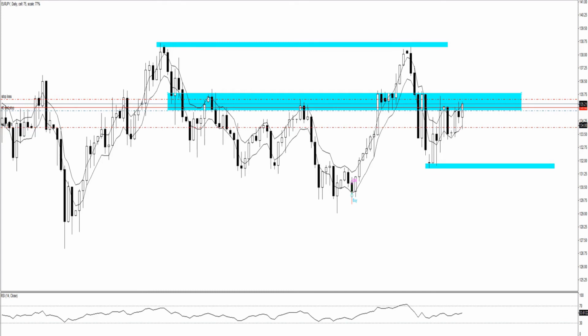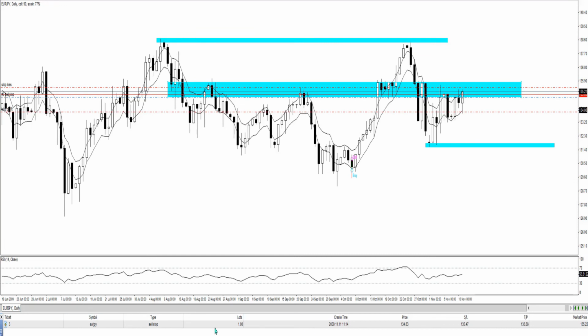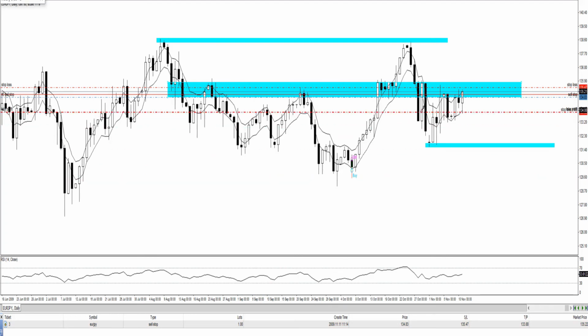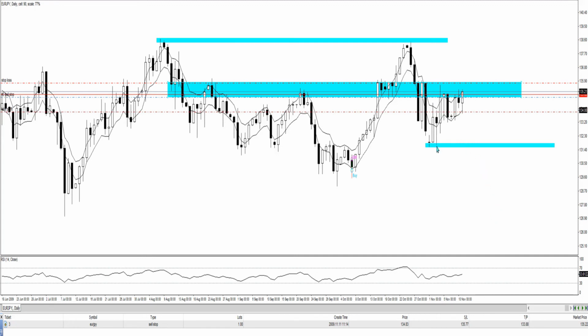So let me do that quickly. What we need to do is go to the terminal. We need to modify the order. So the new stop loss order, instead of there, we're going to put the stop loss above that area. Modify that order. Also, as you can see here on the daily, this here would be our target area. So this would be a massive example of a complete range trade.